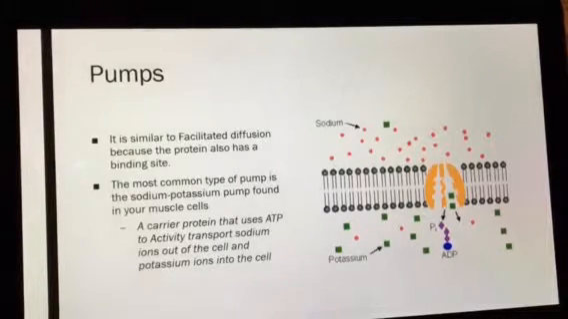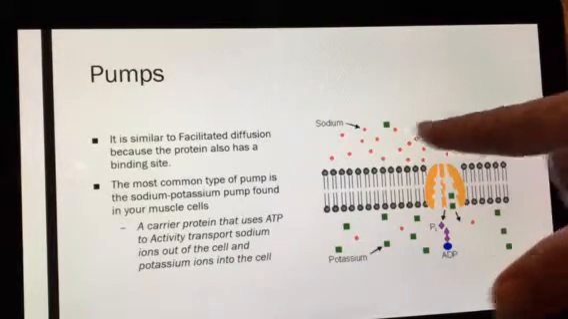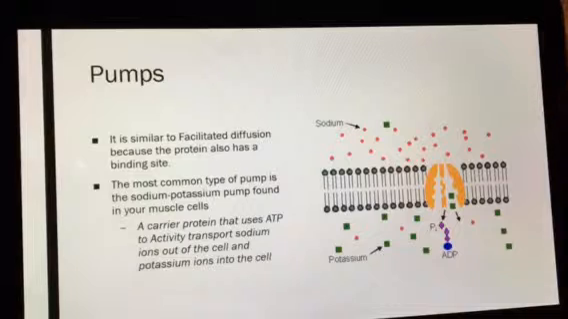So the most common one is the sodium-potassium pump. We find this in all of our muscle cells. So the sodium-potassium pump is actually going to move sodium out of the cell, and we move 3 sodium ions, which are the red ions here. They move 3 sodium ions out of the cell and 2 potassium ions into the cell. Now, this is kind of cool because it allows for muscle contraction and relaxation. Without these carrier proteins in our cell, we couldn't have muscle contraction and relaxation, and actually our muscles would clamp up and stay there. We wouldn't be able to move at all.